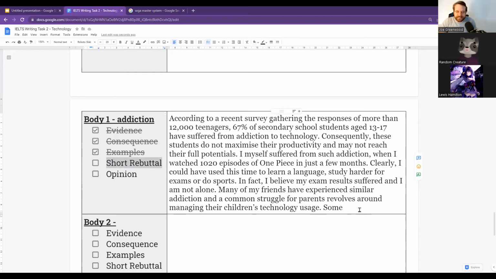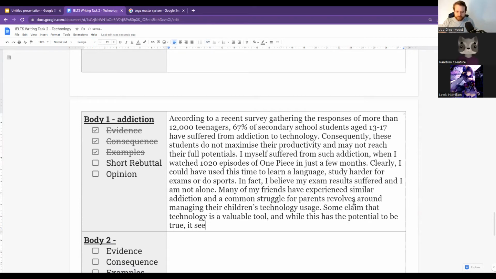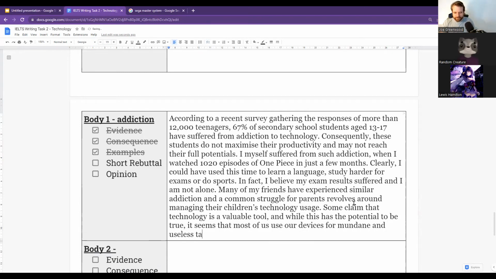writing in the chat. Some claim that technology is a valuable learning tool. This is the other side, right? And while this has the potential to be true, it seems that most of us use our devices for mundane and useless tasks. So this is like a rebuttal sentence.